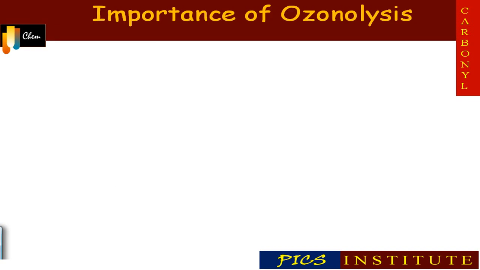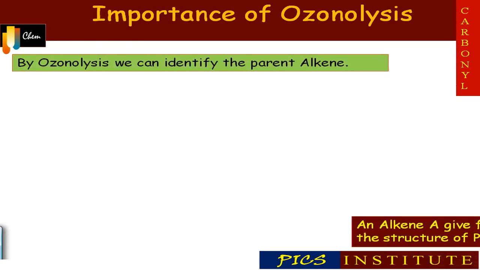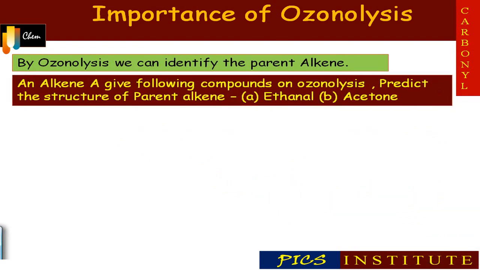Importance of ozonolysis. By ozonolysis product, we can identify parent alkene. Let's understand with the help of one example. An alkene A gives following compound on ozonolysis. Predict the structure of parent alkene. Compounds formed are ethanal and acetone.